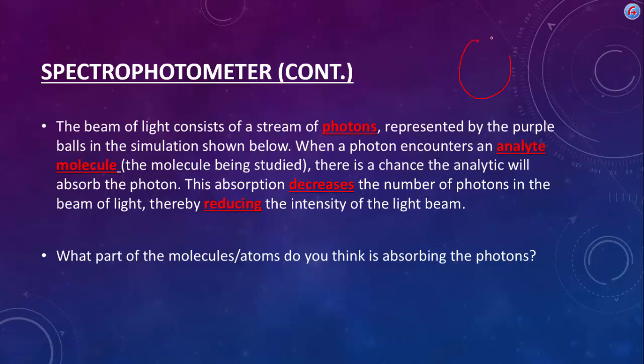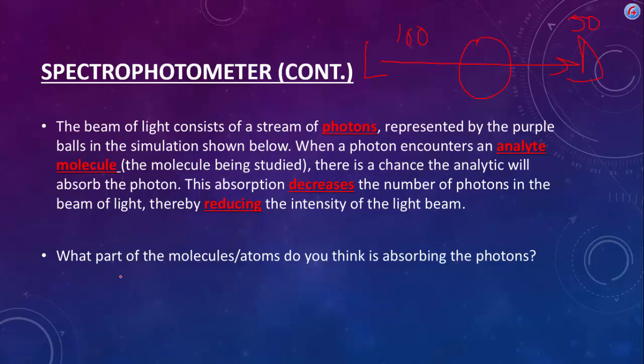So here's your sample right here, and here's our detector, and here's where the light comes from. As the light goes through your sample, the amount of particles going through will decrease. So if you have, let's just say, 100 photons per second going through, the detector might only measure maybe 50 photons per second. That's because about 50 of the other photons were being absorbed. So it reduces the intensity.